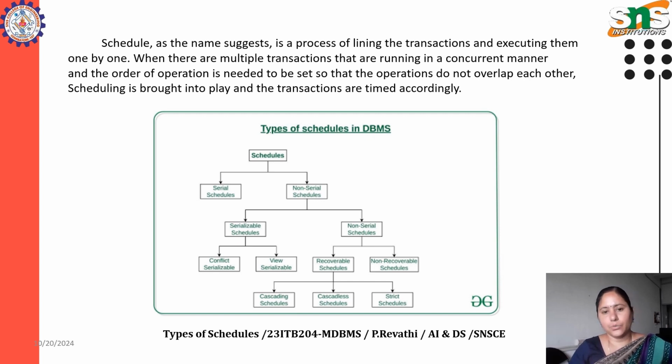Schedule is divided into two. In DBMS, a schedule is divided into serial schedule and non-serial schedule. Non-serial schedule is divided into serializable schedule and non-serializable schedule. Serializable schedule is divided into conflict serializable and view serializable. Non-serial schedule is also divided into recoverable schedule and non-recoverable schedule. A recoverable schedule is divided into three: cascading schedule, cascadeless schedule, and strict schedule.